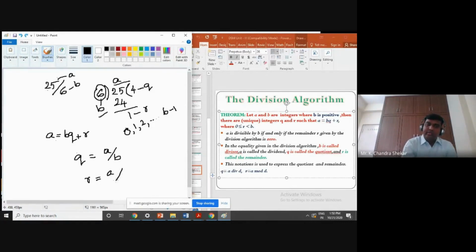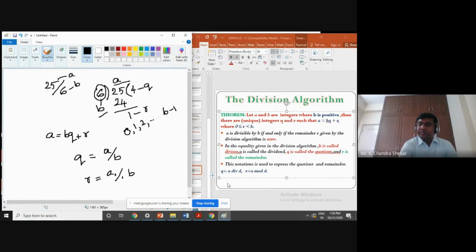Are you all aware? Yes, sir. This percentage symbol in programming, you call this a modulus operator, which is nothing but the remainder operator. So the quotient is represented using A by B, and the remainder is represented using A mod B.